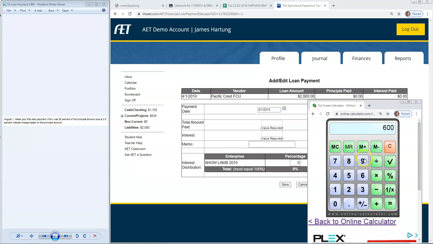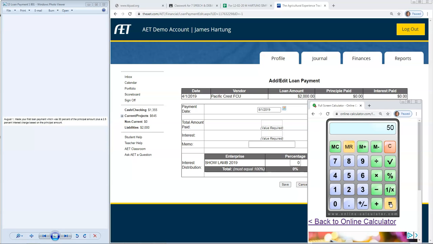But we also need to now add in the interest charge. So I'm going to hit Memory Plus to save that. Go ahead and clear that calculator. And now we can calculate the 2.5%. So once again, I'll take that 2.5%, divide it by 100 to convert to a decimal, 0.025. Multiply that times the same $2,000. And that gives us $50.